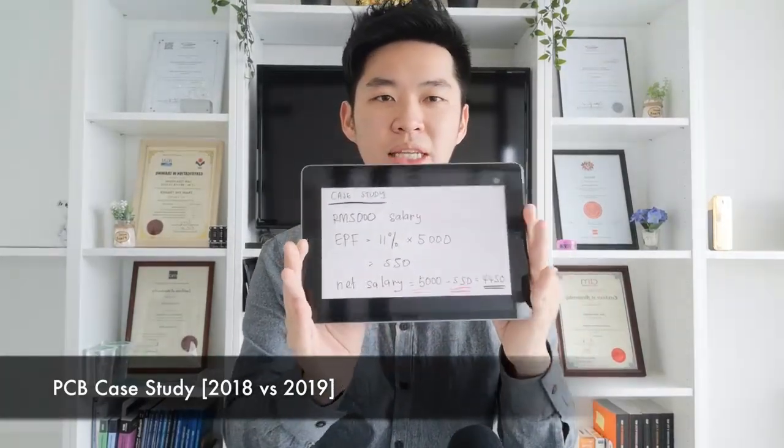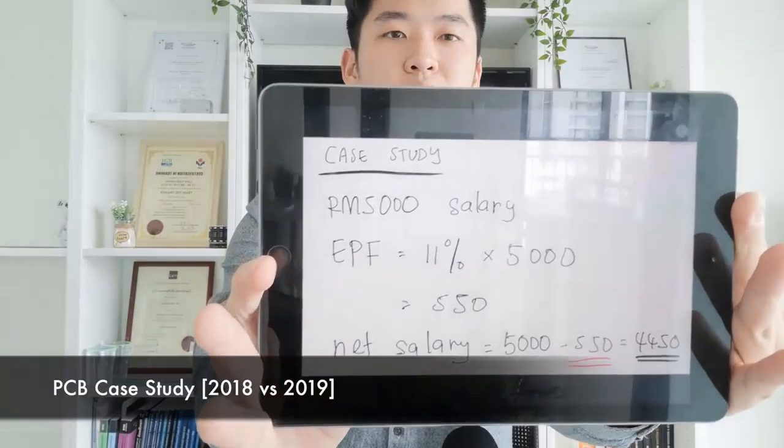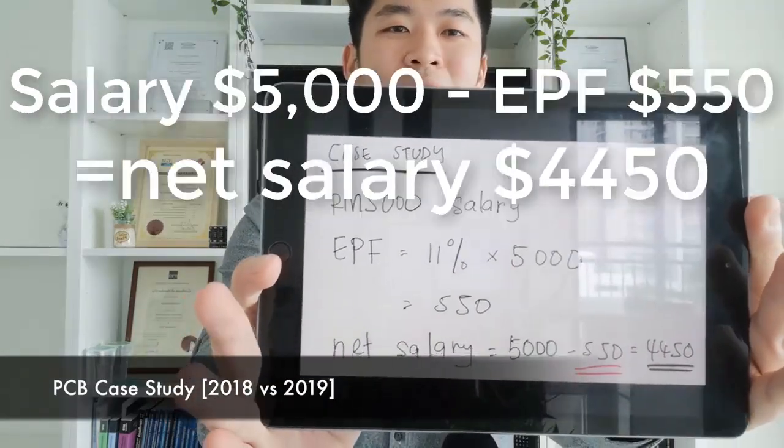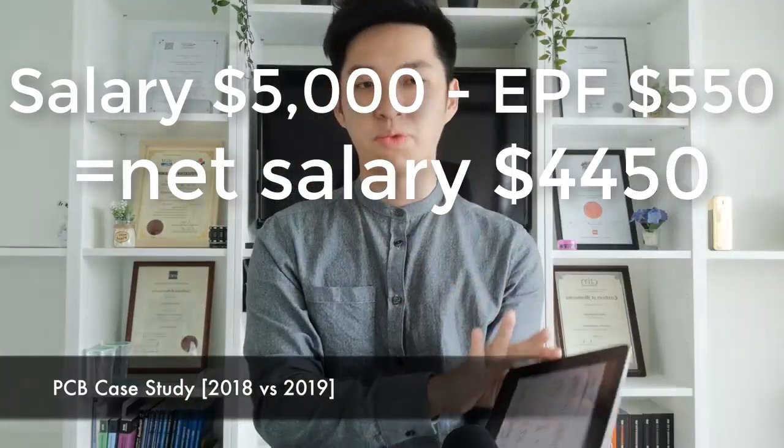Let's do a case study. Assuming my salary is 5,000 per month, how much is my EPF contribution? When we talk about relief, we look only at the employee portion, which is 11%, agree? So 11% of 5,000 is 550. The net salary that we get back would be 4,450, agree?